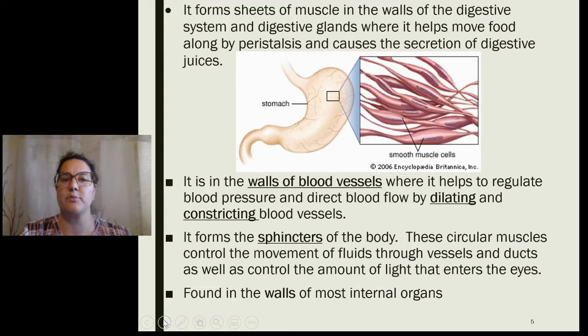Smooth muscle cells form sheets in the walls of the digestive system and digestive glands, where they move food along through peristalsis. In the walls of blood vessels, we can regulate blood pressure and blood flow by dilating and constricting. They form the sphincters of the body, which control the movement of fluids through vessels and ducts, as well as the light that enters our eyes through our pupils. And they are found in the walls of the internal organs.